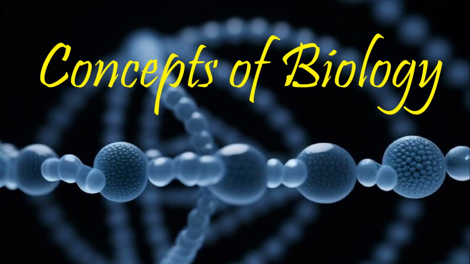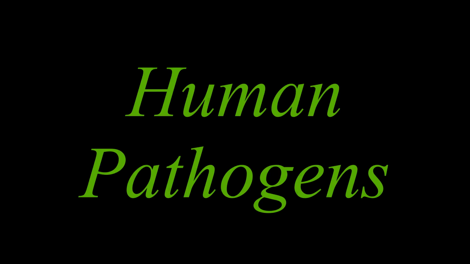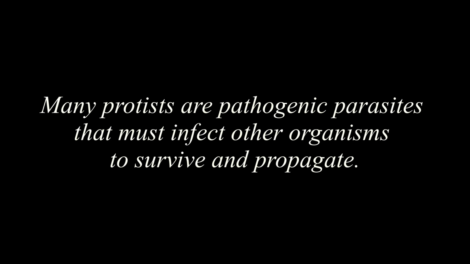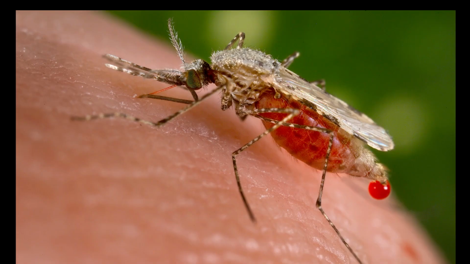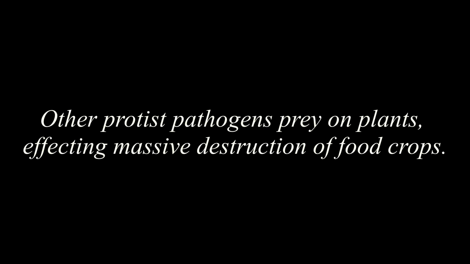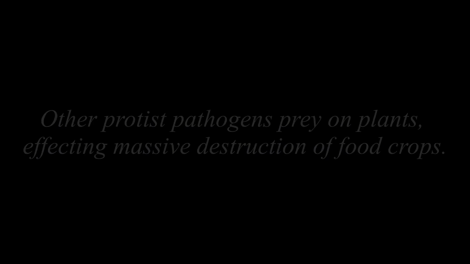Welcome back to Concepts of Biology. We'll continue with human pathogens. Many protists are pathogenic parasites that must infect other organisms to survive and propagate. Protist parasites include the causative agents of malaria, African sleeping sickness, and waterborne gastroenteritis in humans. Other protist pathogens prey on plants, effecting mass destruction of food crops.